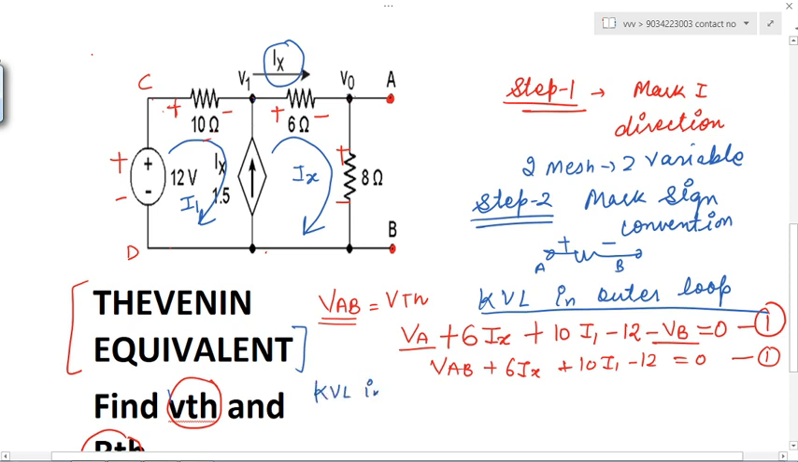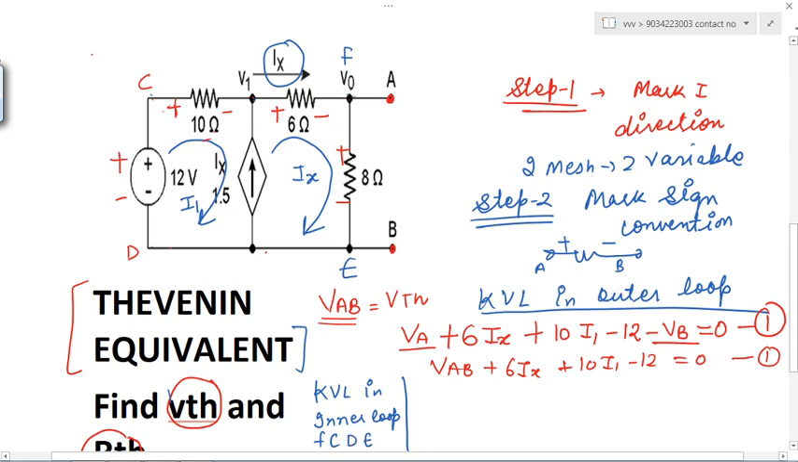Okay, KVL in the inner loop. So see which loop we can take as the inner loop: that is V0 to C, C to D, then D to E. I am marking this point also. F C D E, F C D E. This is the inner loop.